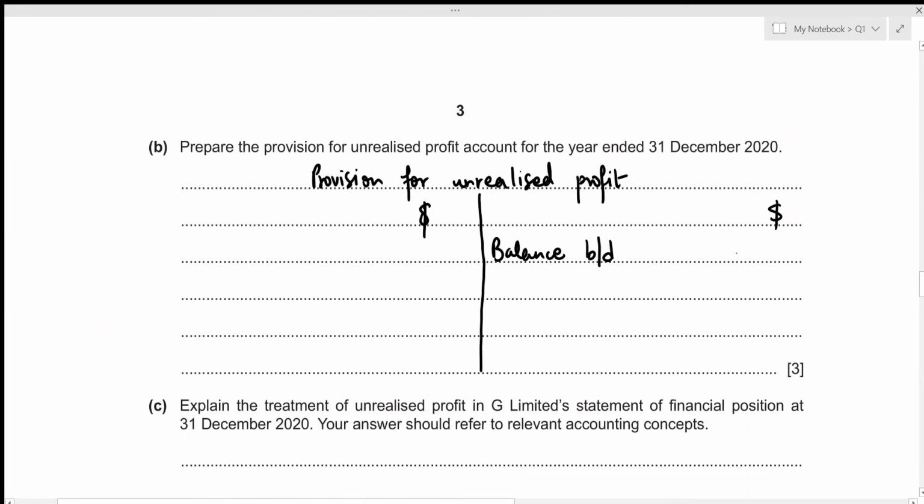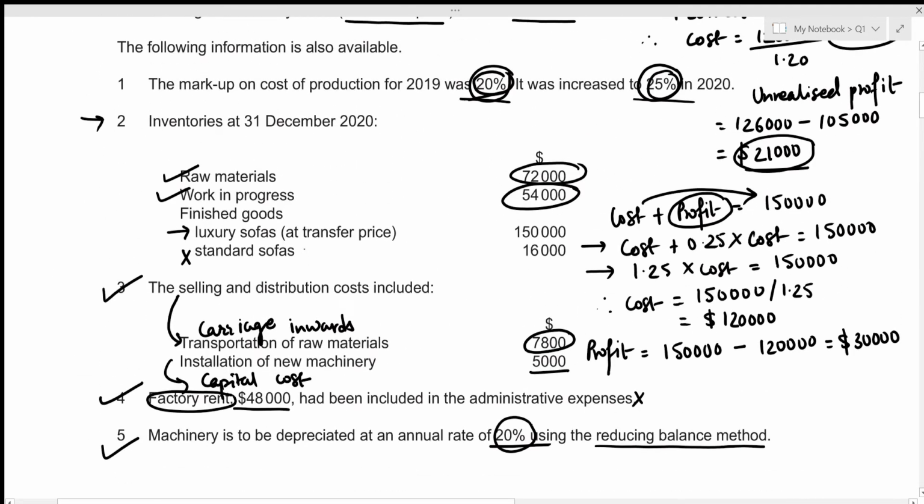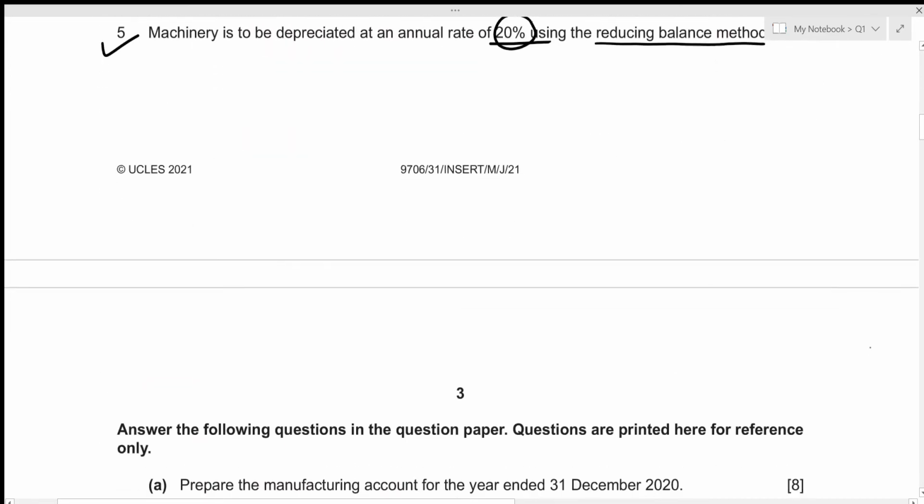For opening, that's 21,000. Now, if the opening balance of unrealized profit is on the credit side, then the closing one will be definitely on the debit side. So we can record it as the closing balance or balance carried down. And this will be the unrealized profit associated with the closing inventory of finished goods, which we again already figured out above. So let's have a look there. The cost of the finished goods of luxury sofas is actually 120,000, and then the unrealized profit associated with it is 30,000. So we need to record this amount in our provision for unrealized profit account. Let's do that.